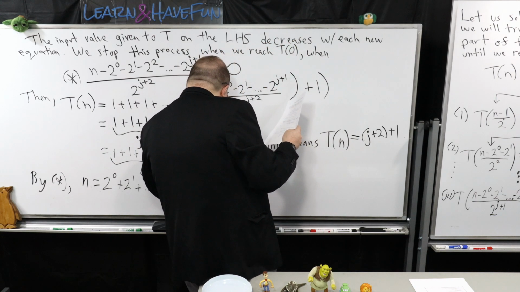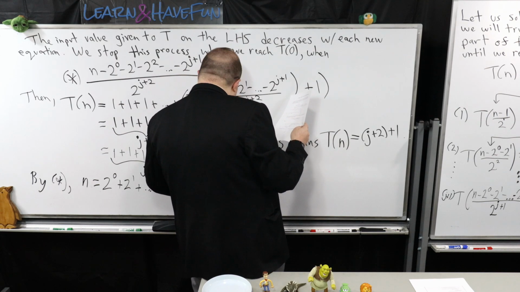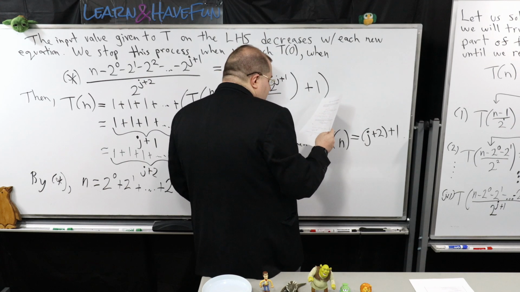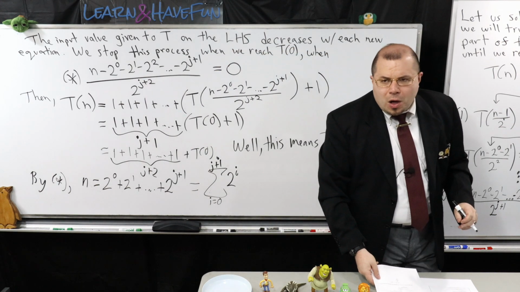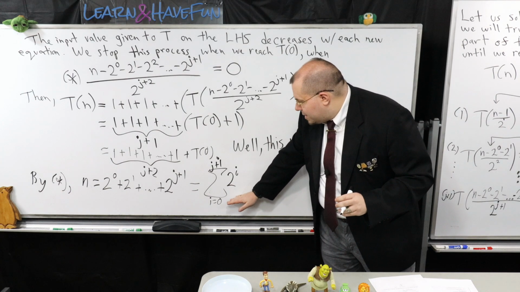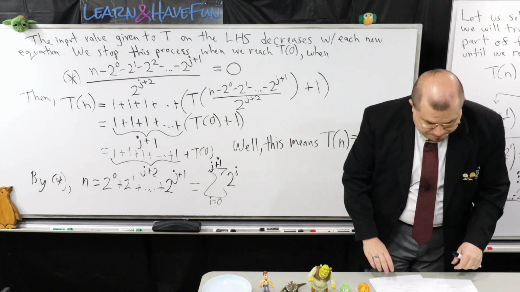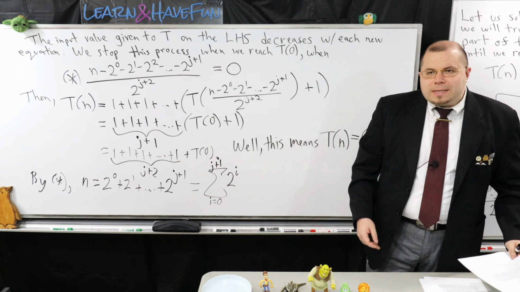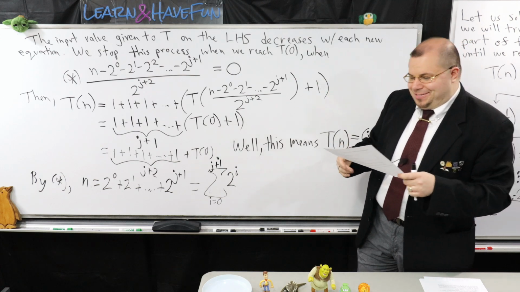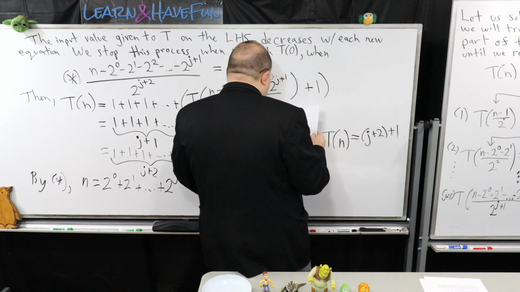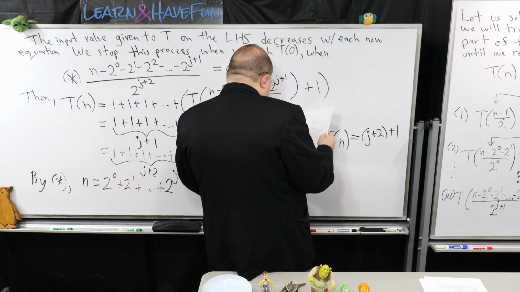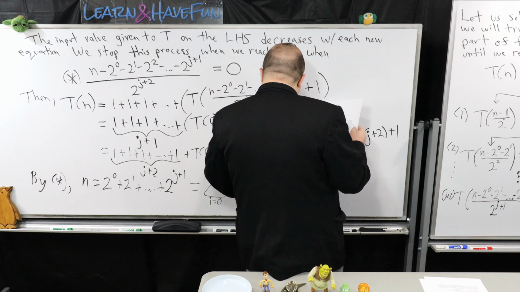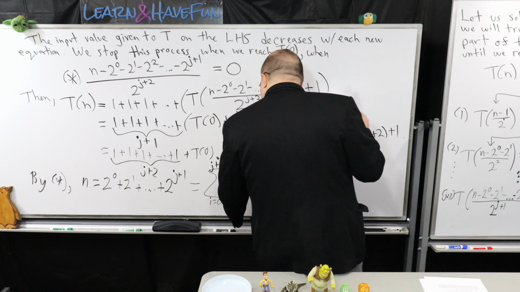If you actually rewrite this, you can write it as a summation. You end up with the sum from i equals 0 to j plus 1 of 2 to the power of i. Now, a question for you. What kind of series is this? Well, it's actually just a finite geometric series, right? So this is specifically a finite geometric series.